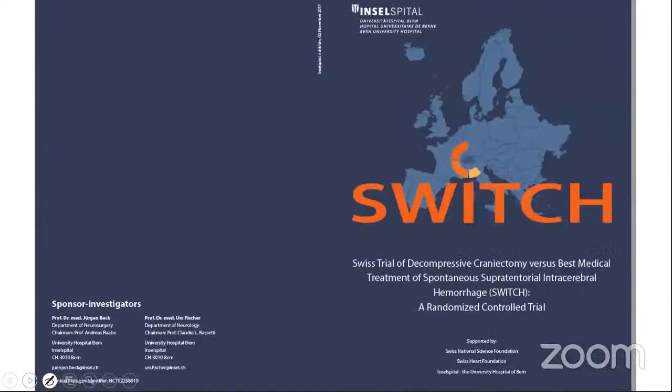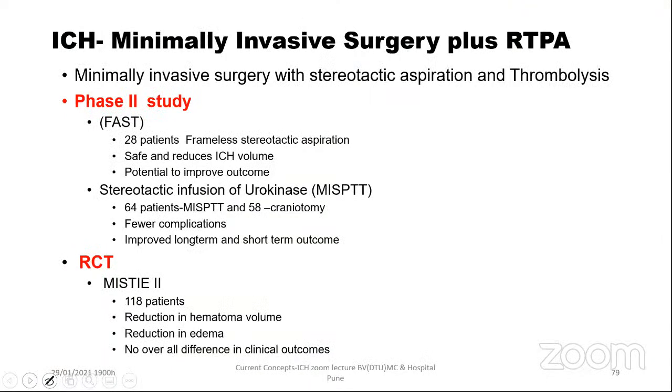So what they did was, now they started a Swiss trial of decompressive craniectomy versus best medical treatment of spontaneous supratentorial intracerebral hemorrhage, a randomized controlled trial which is in progress. So we cannot give any recommendation about decompressive hemicraniectomy in ICH.